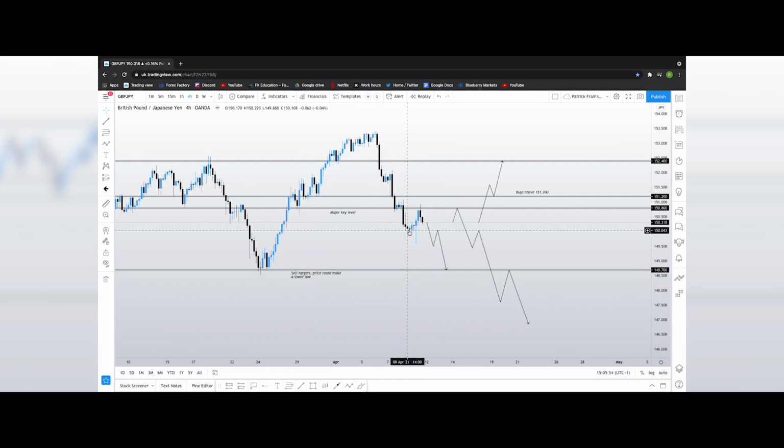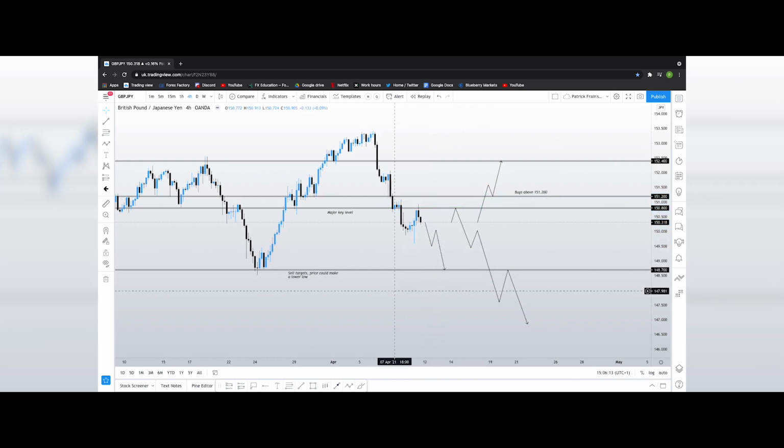We did break this level and now we have retested this level, and now we're looking for a continuation to the downside. As you can see, if we also do fib this level here from the swing high to the swing low, we do have the 50% level, which aligns with our major key level, and we've had also the long wick rejection showing signs of rejection of this level.